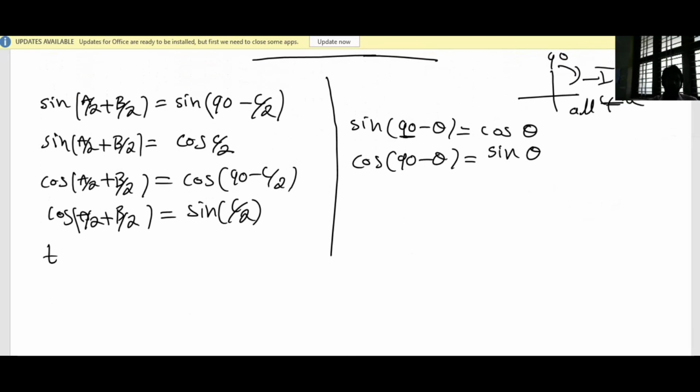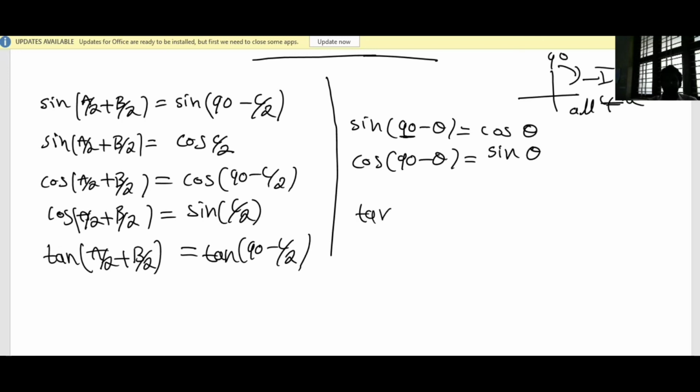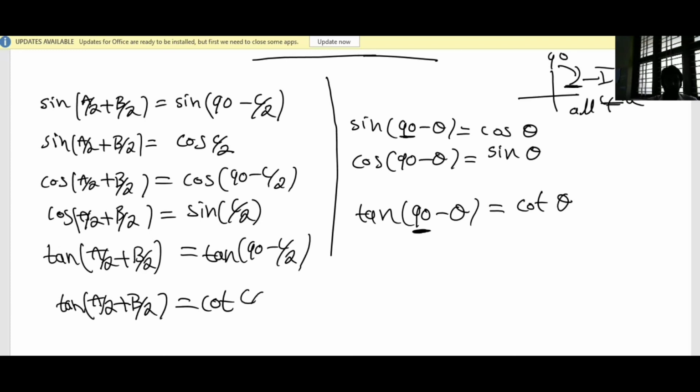Then you can take one more trigonometric function, that is tan of A by 2 plus B by 2. That means taking tan on both sides, it's equal to tan of 90 minus C by 2. Again, tan of 90 minus theta. Since 90 minus theta comes in the first quadrant, tan is positive, but here angle pi by 2 is there. So tan will convert into the co-function cot theta. So here we'll get tan of A by 2 plus B by 2 equal to cot of C by 2.